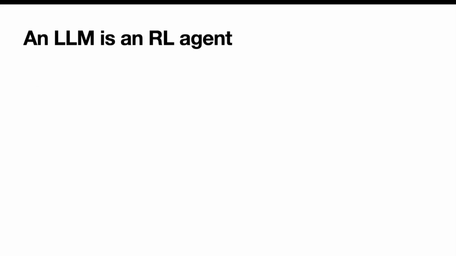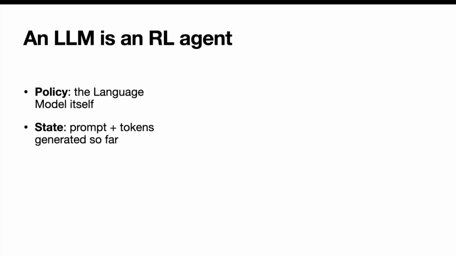Now let's map reinforcement learning to the case of large language models. In LLM reinforcement learning, the policy is the language model itself. Given the current context, the model defines a probability distribution over the next token. The state is the prompt together with the tokens generated so far. We can think of it as the current context seen by the model. The action is the next token sampled from the model.